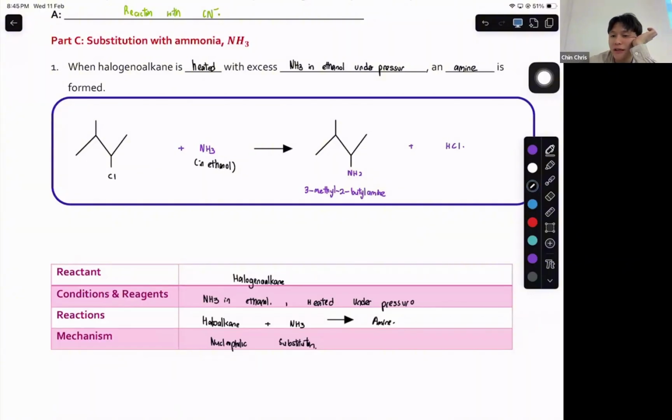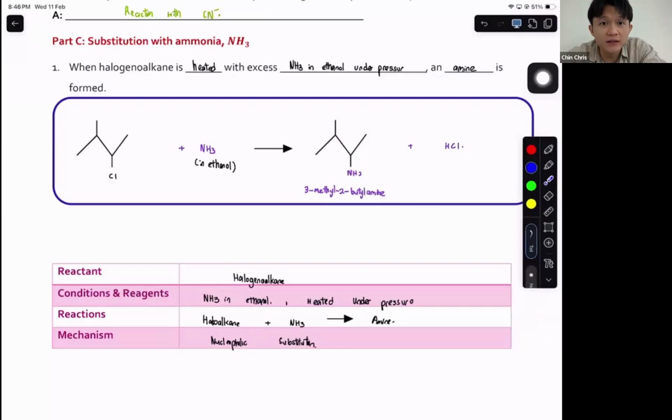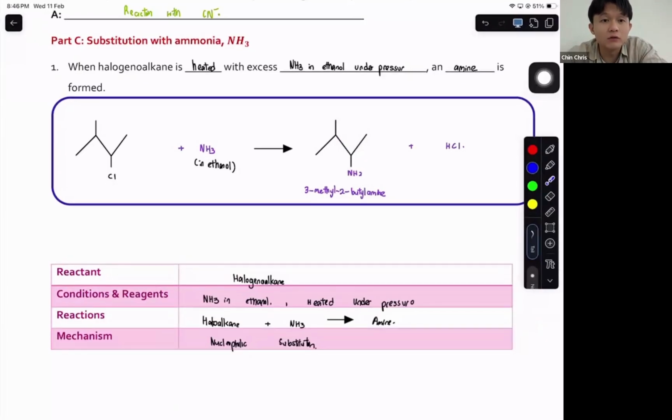What does the ethanol do again? Okay, I will talk about the ethanol later. Your ethanol is acting as a solvent. Why is this amine named this way? This is a 4-carbon alkane, you can see 1, 2, 3, 4, which means it's a butyl or butylamine. Then you see your CH3 group is in the third position, correct? So we call it 3-methyl. Alright, guys, one's done. Next.